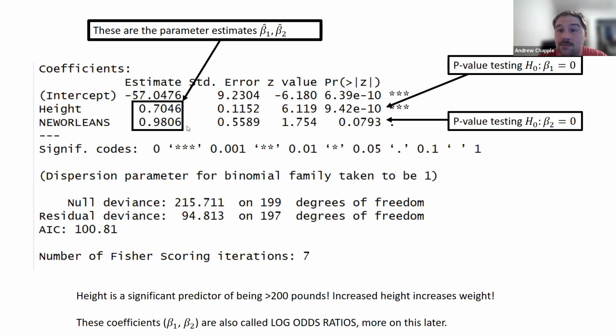So the exponentiation, the e to this, will give an odds ratio. And that's what's reported in a lot of papers.